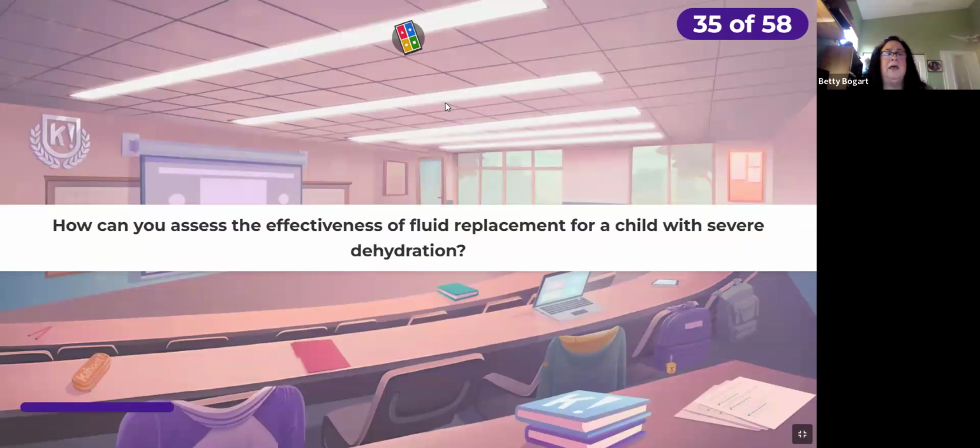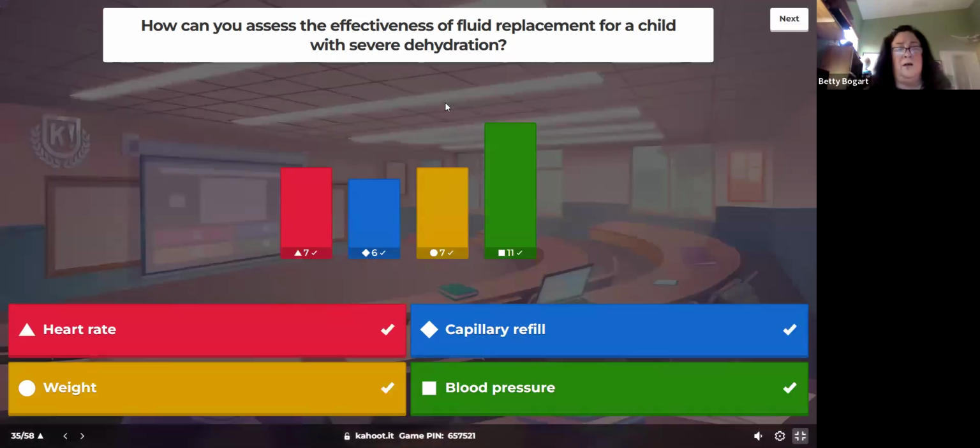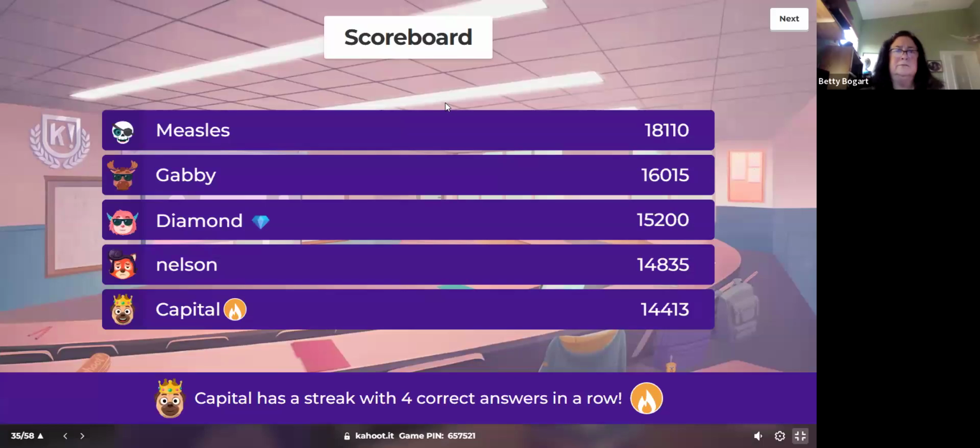How can you assess the effectiveness of fluid replacement for a child with severe dehydration? I think all of that stuff you can sort of figure out. It all relates to it. But our biggest one, yes, is the weight that we can see. Heart rate comes down, capillary refill is improved, blood pressure is more normal. All of those things. Increased urinary output, color looks better, fontanelle looks better.